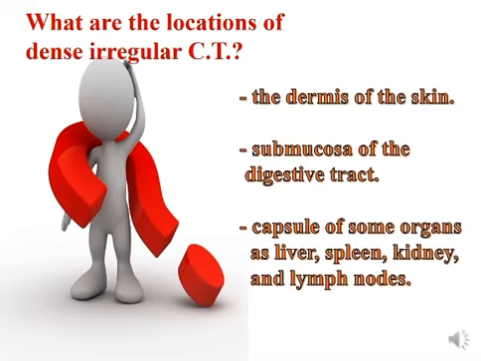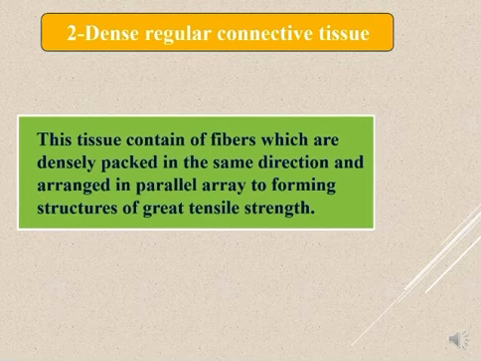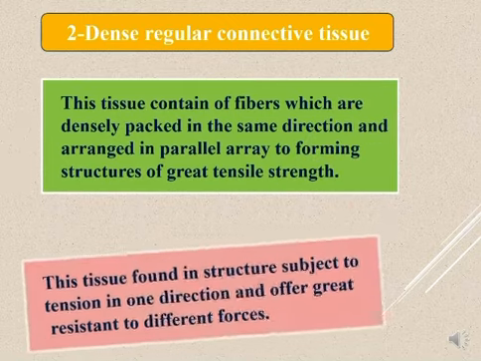irregular. submucosa، طبقة السبميكوزا بالdigestive tract أيضا هي عبارة عن dense irregular connective tissue. ومعظم الكبسول اللي يحيط الليفر، سبلين، كدني يتألف من dense irregular connective tissue. المجموعة الثانية dense regular connective tissue.